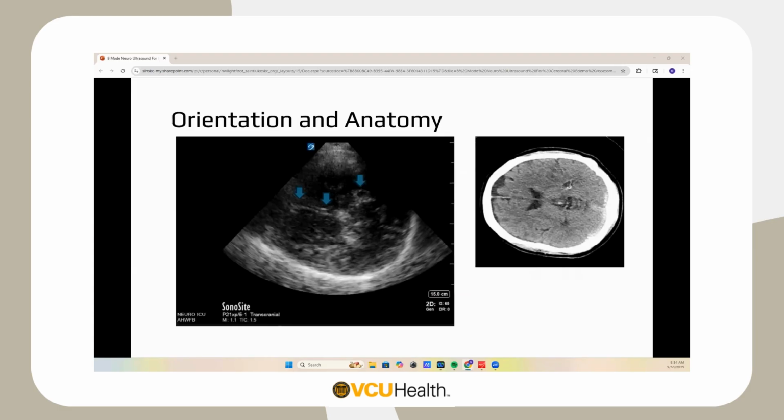Again, with the blue arrows here, I'm actually pointing to the choroid plexus, which is lining the lateral ventricles. This can be more easily seen on the ultrasound when there's actual calcifications of the choroid plexus. And when that is happening, you can see the occipital horns of the lateral ventricle here, and then some part of the frontal horns of the lateral ventricle.